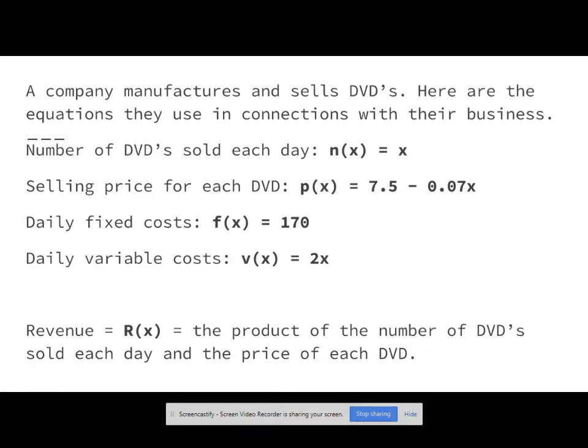So this is a more real-world situation. If you're getting into business, this might apply to something that you're going to be doing. So we've got the company, they manufacture and sell DVDs, and they've got some different equations to help them figure out profit and costs and all that kind of stuff.